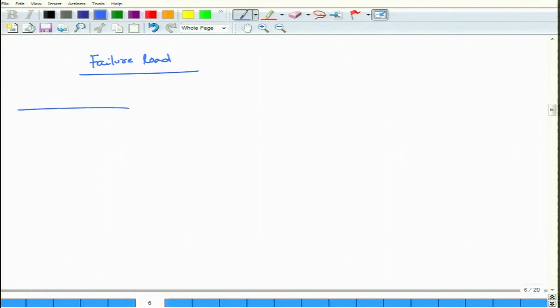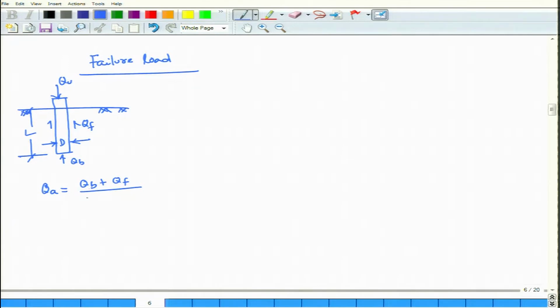In failure load, let us start with this. This is your QU, this is your embedded length, and this is your diameter D. One is your point bearing, the other is your shaft friction. So if I write the failure load, Q allowable QA is equal to QB plus QF by a factor of safety. For pile foundation, generally 2.5 is provided.